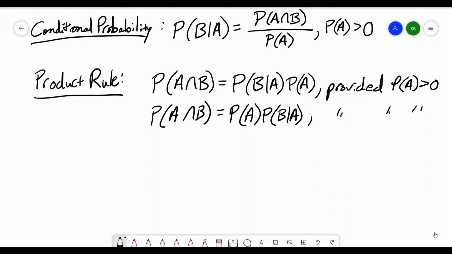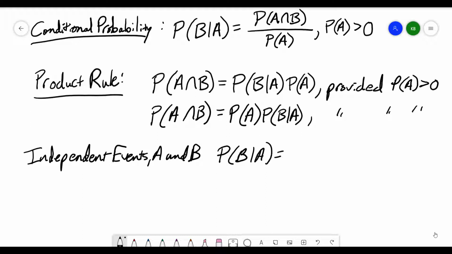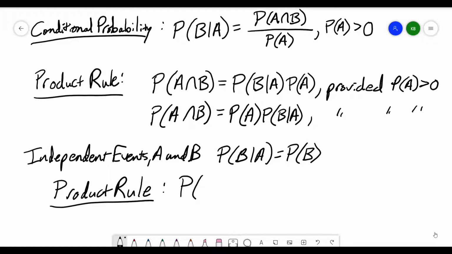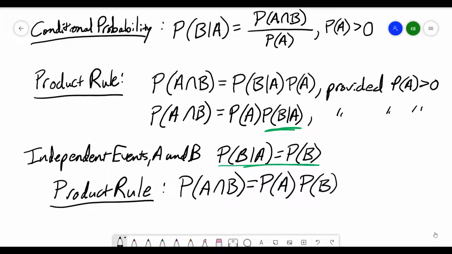So another version of this, remember, for independent events A and B, the probability of B given A equals the probability of B. So for independent events, our product rule, or multiplicative rule, is going to look like the probability of A intersect B equals the probability of A. And instead of needing to write the probability of B given A, we can substitute in the probability of B. So we can use this product rule for two independent events.